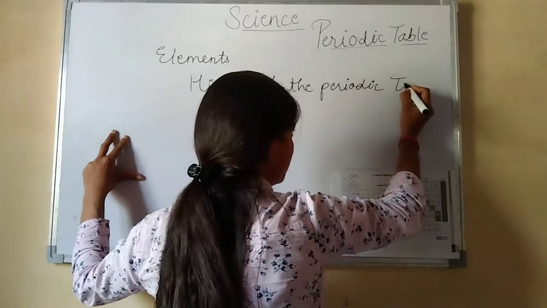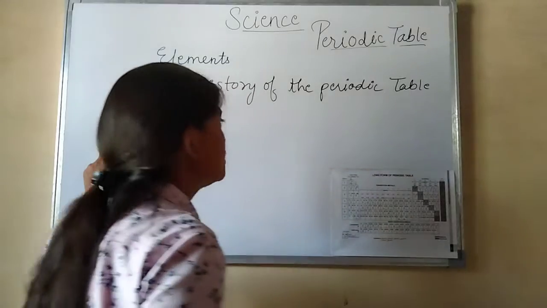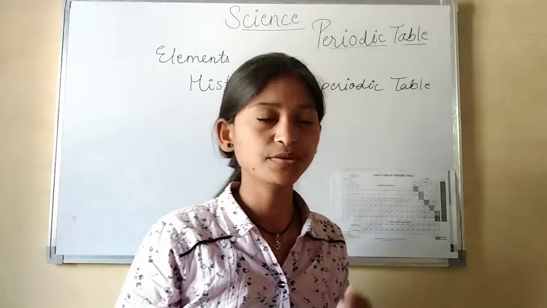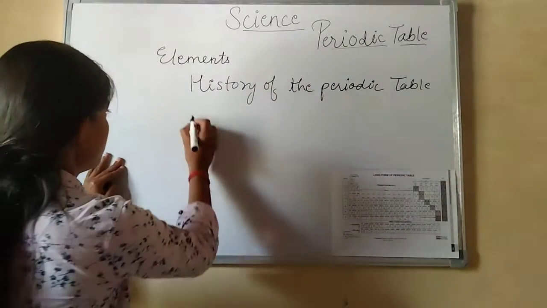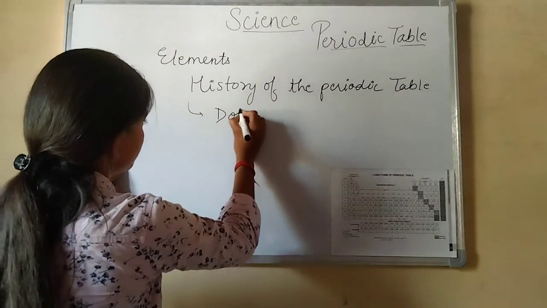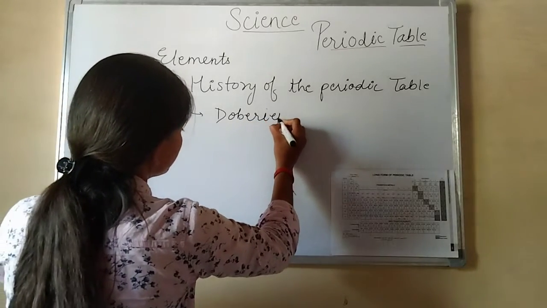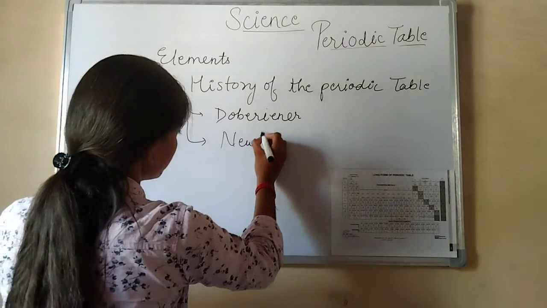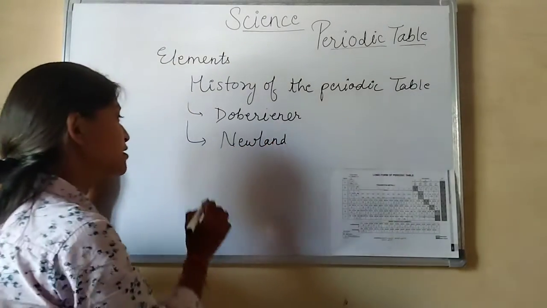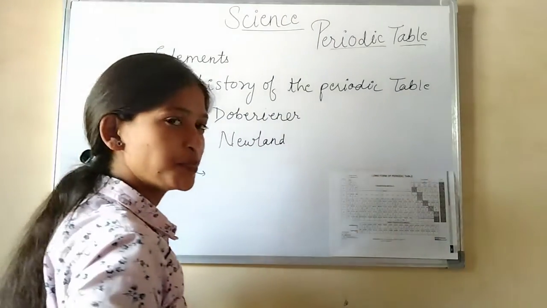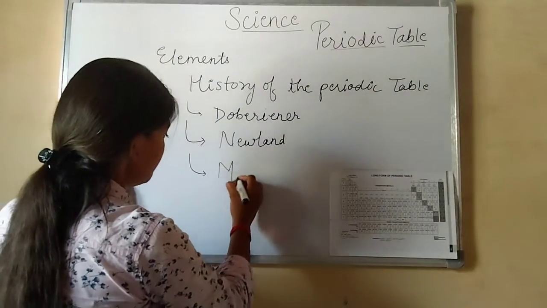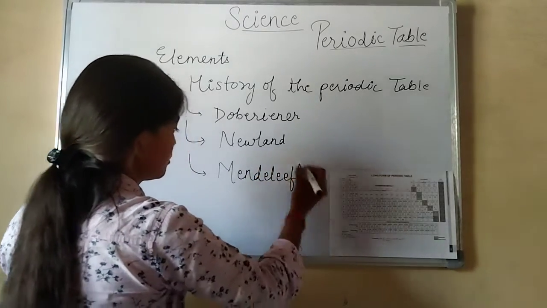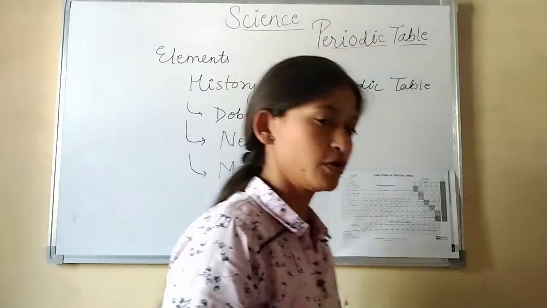History of the periodic table. In the history of the periodic table, there are three prominent scientists who have contributed. First one was Dobereiner. Second one was Newlands. And the third and most prominent name was that of Mendeleev. So we will discuss one by one.